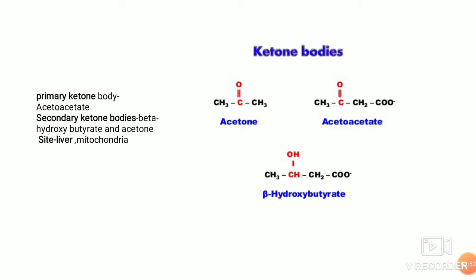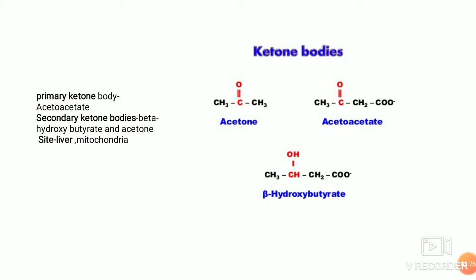So coming to the types of ketone bodies, you basically have three types of ketone bodies. The primary, the major component, is acetoacetate. The secondary ones are beta hydroxybutyrate and acetone. These are the results of breaking down of fatty acids. These ketones are lipid soluble.